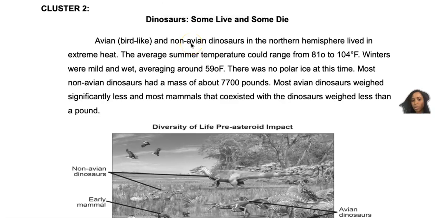Your packets in front of you and something to write with. Let's begin cluster number 2, dinosaurs, some live and some die.